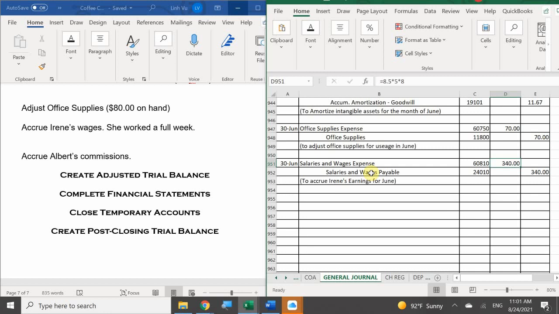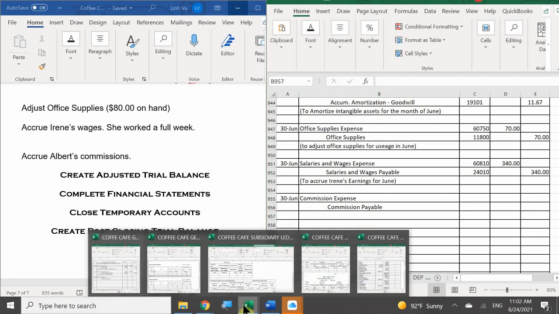Once again, we're not paying her yet because she's still earning money, so therefore we don't need to calculate any payroll taxes yet. Okay? So since we're already here, go ahead and let's do Albert's commission. It's going to be the same thing, except we are not using salaries and wages payable. We are using commissions payable. So first one's commissions expense, because we're going to see how much Albert has earned, and then we're going to see how much we owe Albert.